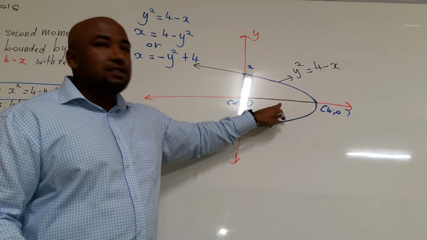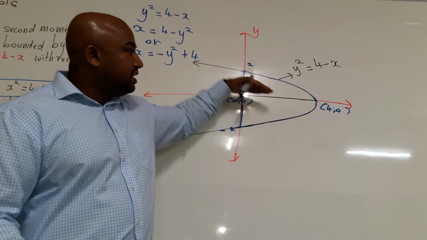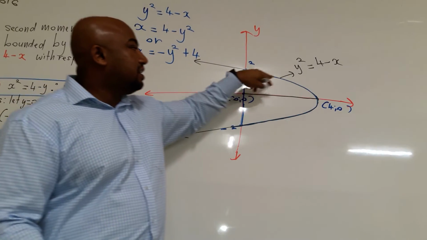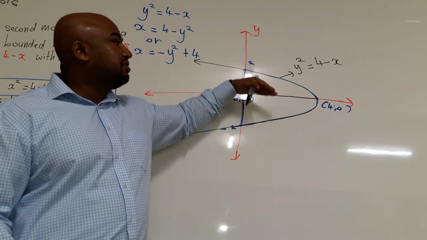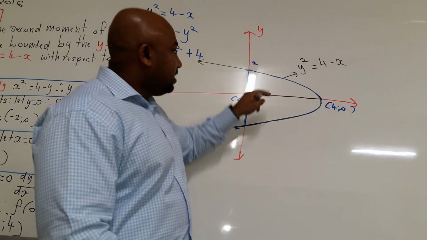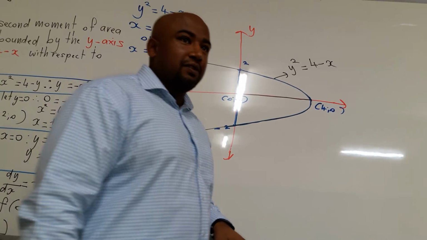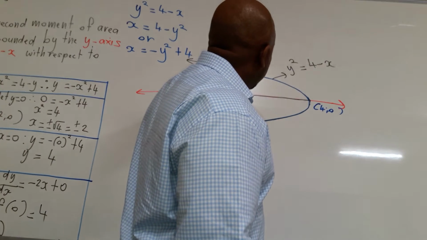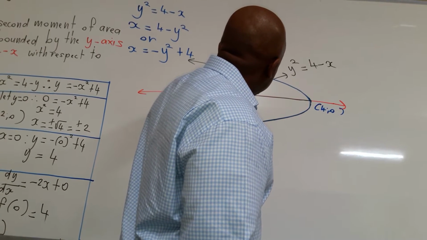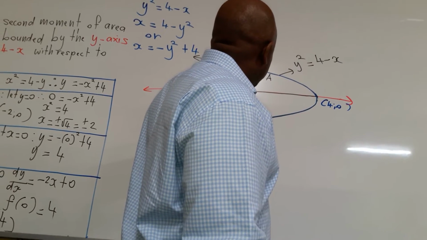The x-axis is an axis of symmetry. Can you see that? It divides the area into two equal areas. The area on the top is identical to the area in the bottom. So let's call this part here area A, the area on the top, and let's call this one area B.